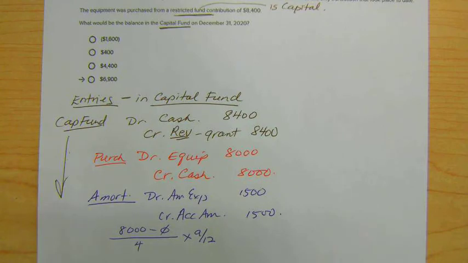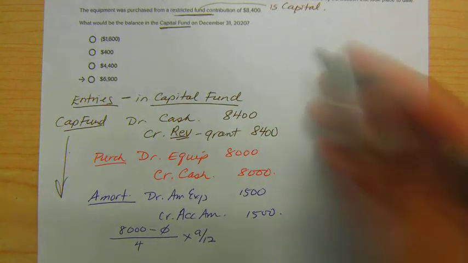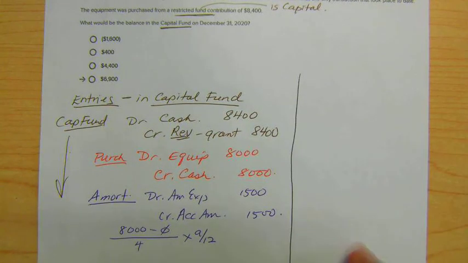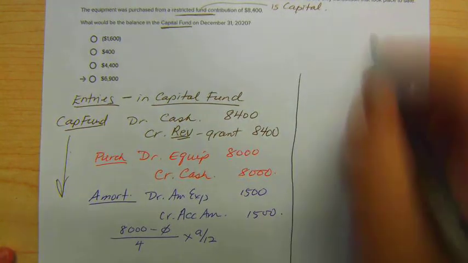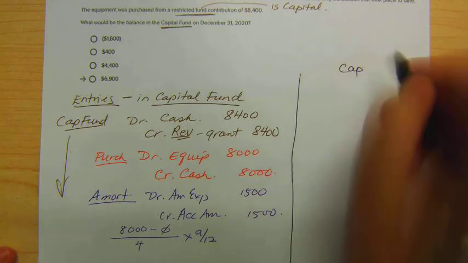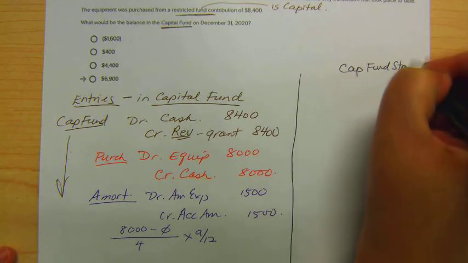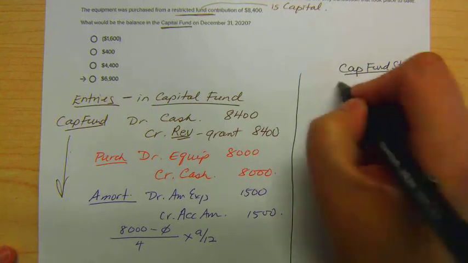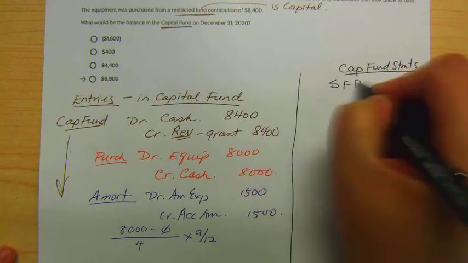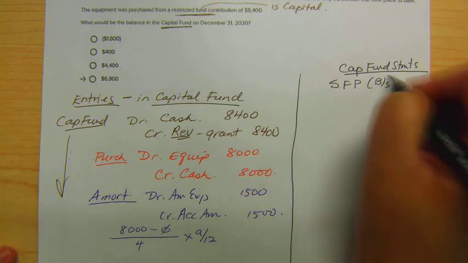Okay, now what I want to see over here is the actual capital fund, and it's going to be capital fund statements. So we have the statement of financial position, which we all know is the balance sheet, thanks to IFRS changing it.